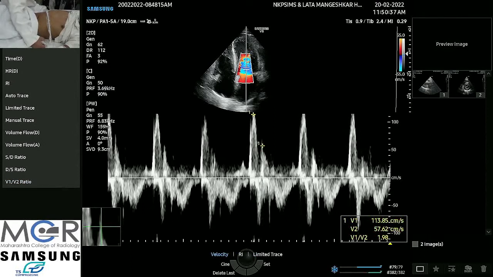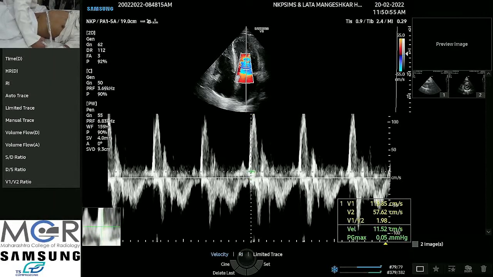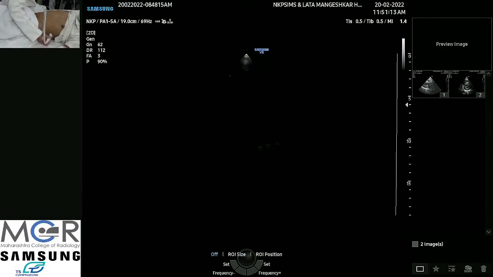V1, V2, the E and A ratio is 1.9098. It is almost close to 2. So this indicates type 3 diastolic dysfunction. Because you can also see that the E wave deceleration is markedly reduced. So this is a clear-cut feature of type 3 diastolic dysfunction.